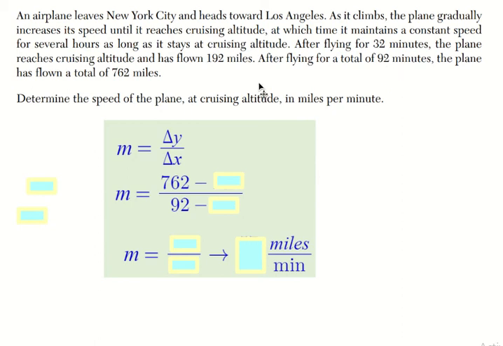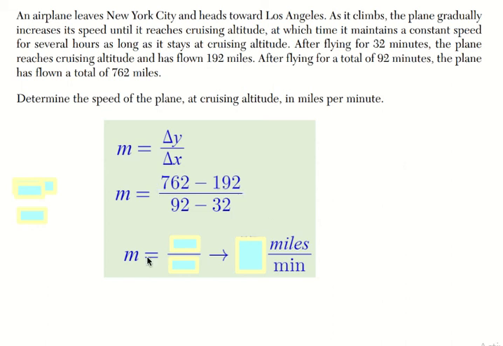Now, when we reached cruising altitude, we were at 192 miles. So it's 762 minus that 192. And we had flown for 32 minutes, so our time was 32. So now we just calculate our slope.